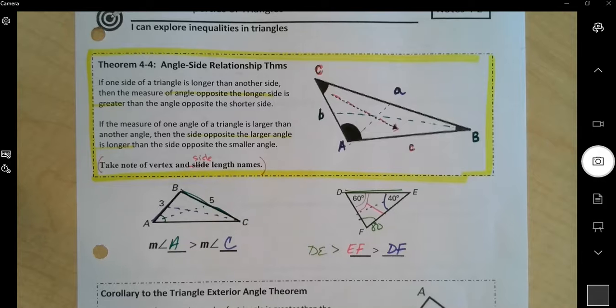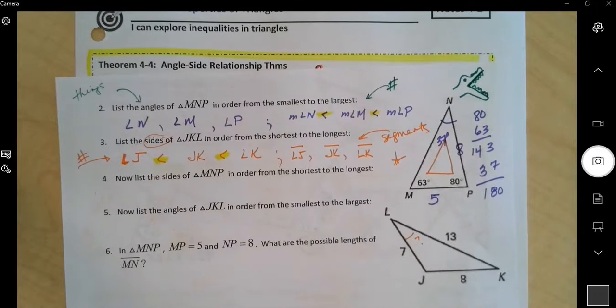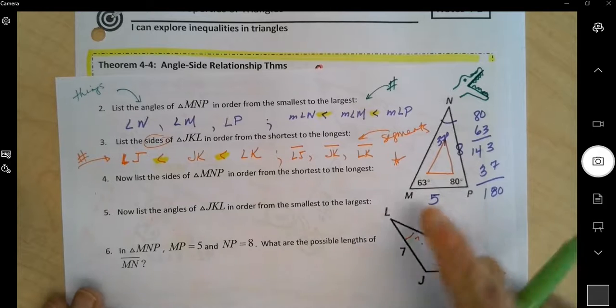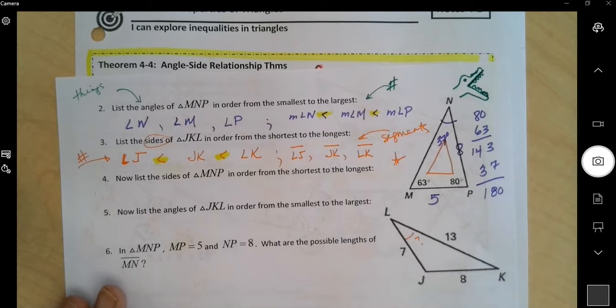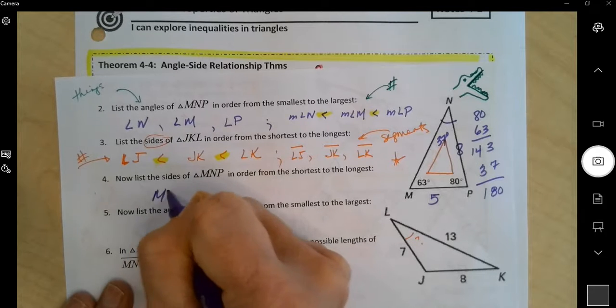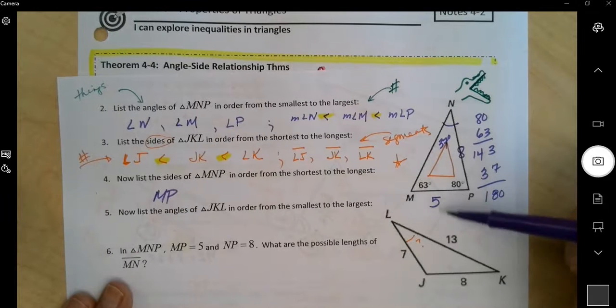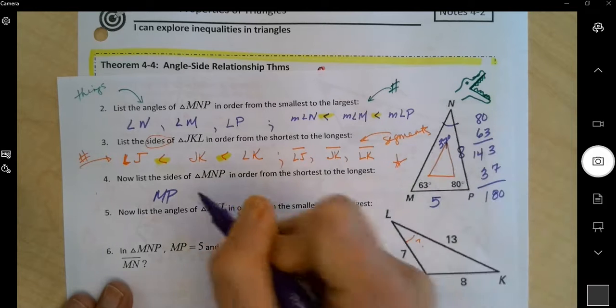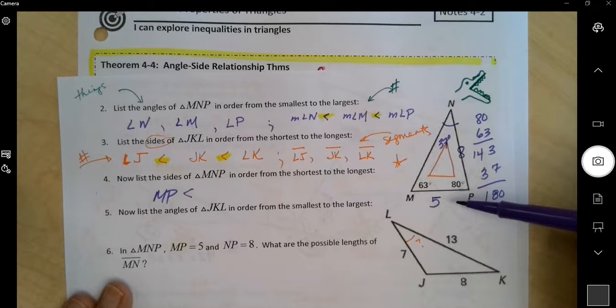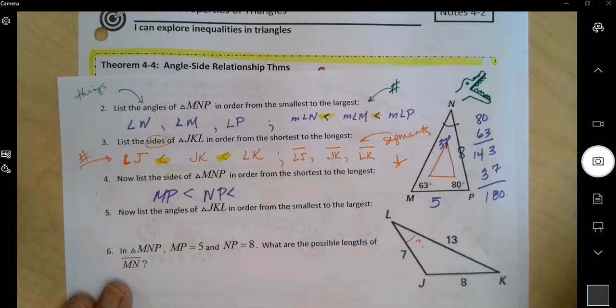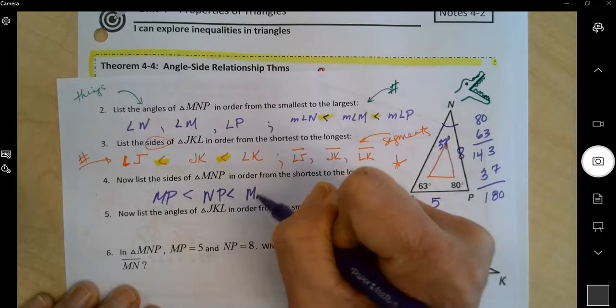All right, so back to the warm-up. List the sides of triangle MNP in order from shortest to longest. I know that the distance from M to P has to be the smallest because it's opposite of the smallest angle. My next smallest angle is angle M, so the distance from N to P is going to be next biggest. And then my longest segment of the 3 is going to be the distance from M to N.